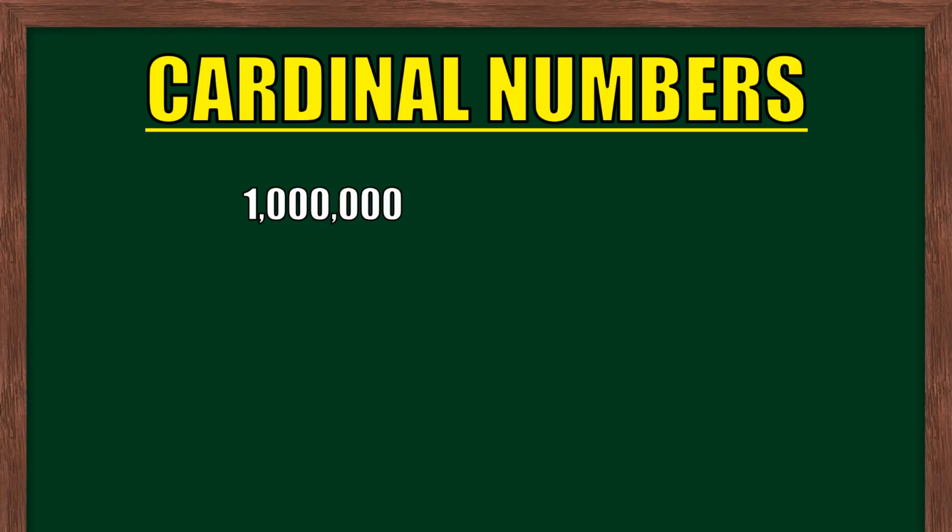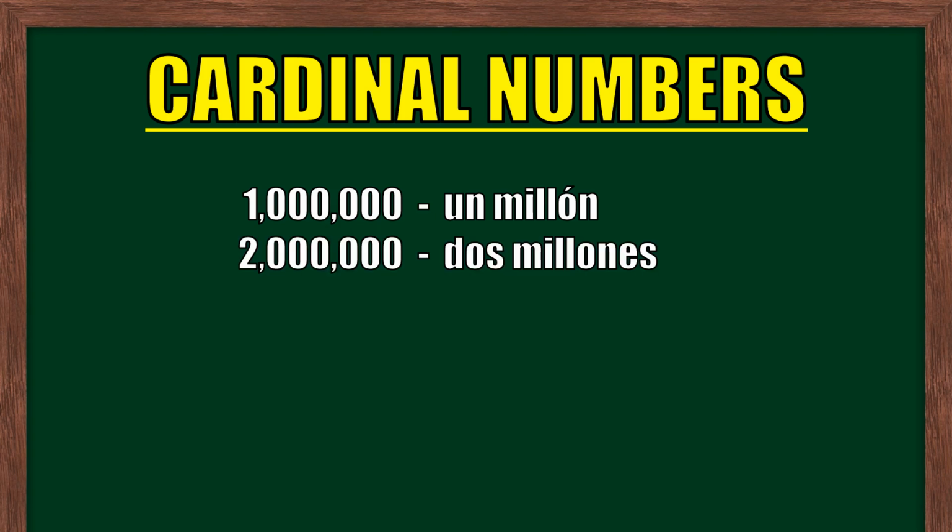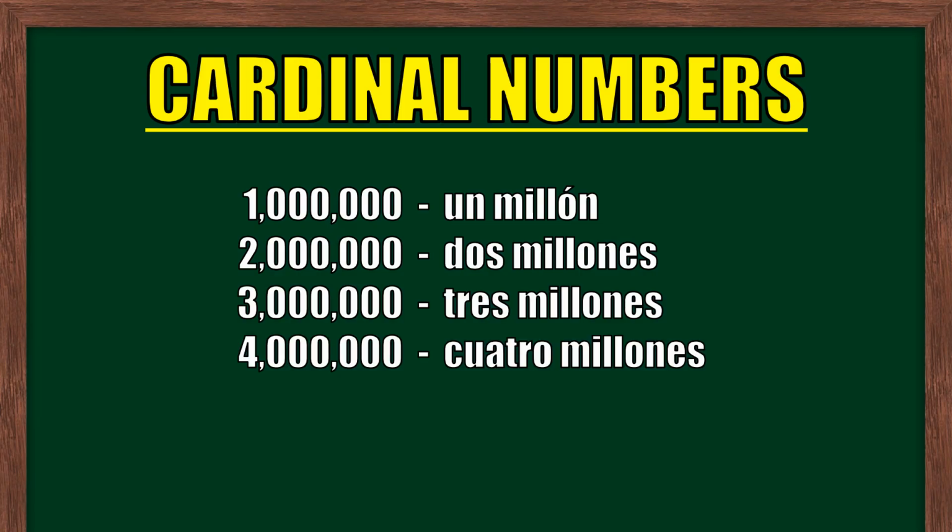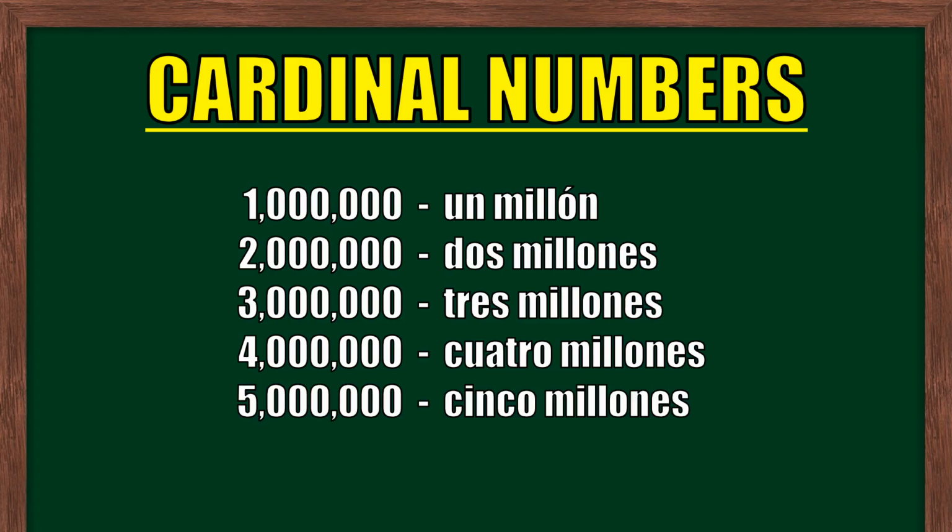But what about 1 million? 1 million in Spanish is un millón. Un millón. 2 million, 2 millones. You must make it plural because there are two of them. It's not just 1 million, it's 2 million. So 1 million is un millón, but 2 million is dos millones, tres millones, cuatro millones, cinco millones, etc. And once again, for all the numbers in between, you just add that number without a "y".